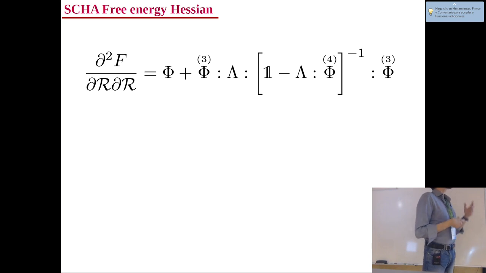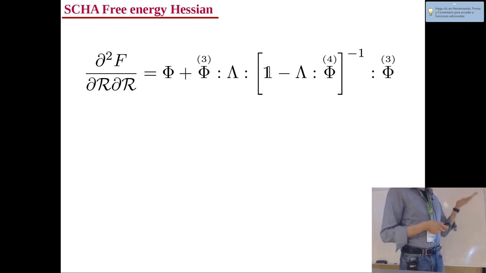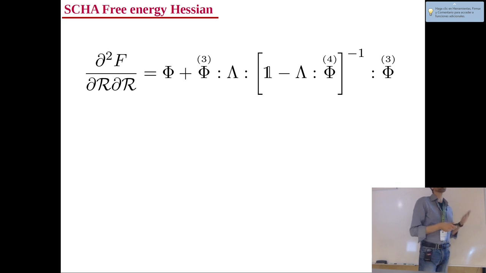But luckily, we have an analytic expression for the Hessian, which is this one. I will explain now what the ingredients of this formula are. And the good thing is that essentially we don't need to move away from the high symmetry configuration to compute this object. So we don't need to compute the free energy in different configurations and then make a finite difference derivative. We can do all the calculation remaining in just the high symmetry configuration, which allows us to use symmetries and so to do calculations much faster.